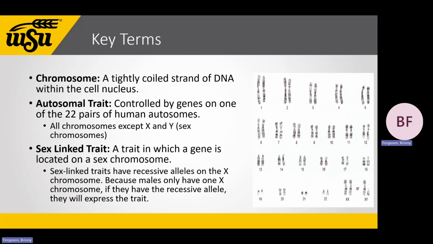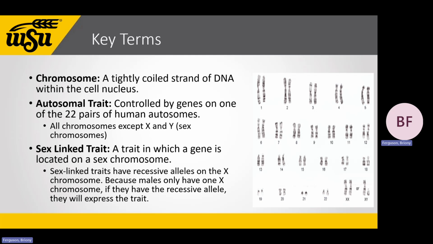Now, because of this, you can actually have two different types of traits. You can have autosomal traits. These are going to be controlled by genes on one of the 22 pairs of human autosomes. You can also have sex-linked traits, and these are traits controlled by a gene located on a sex chromosome, so your X or your Y chromosome. And sex-linked traits have recessive alleles on the X chromosome.